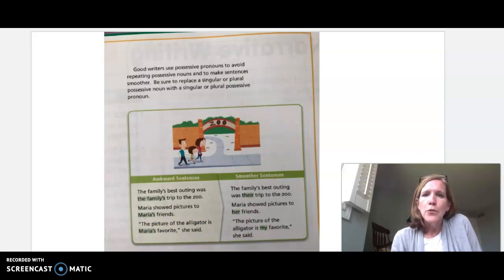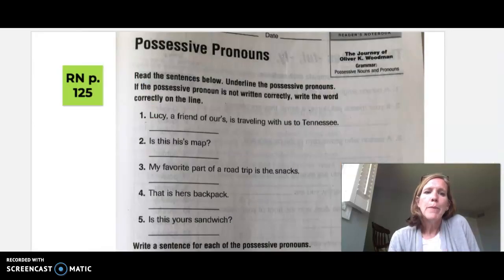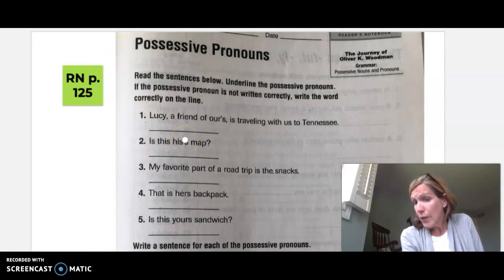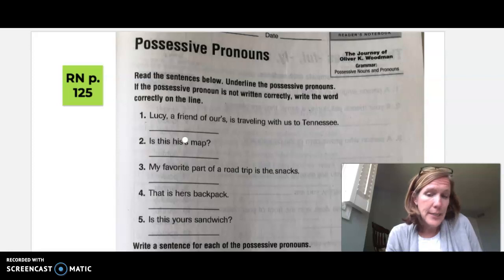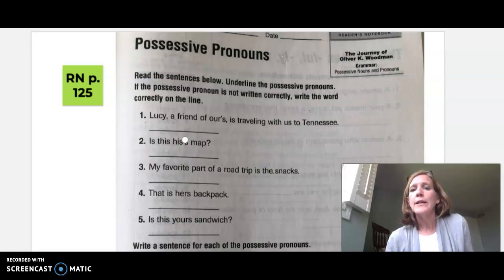All right. So for practice today, you are going to do in your RN page 125. Okay. And we'll just take a look at a couple together, and then you're going to do the rest on your own, and then you're going to take a picture of it and send it in. Okay. All right, so on page 125, it says, read the sentences below, underline the possessive pronouns. If the possessive pronoun is not written correctly, write the word correctly on the line.